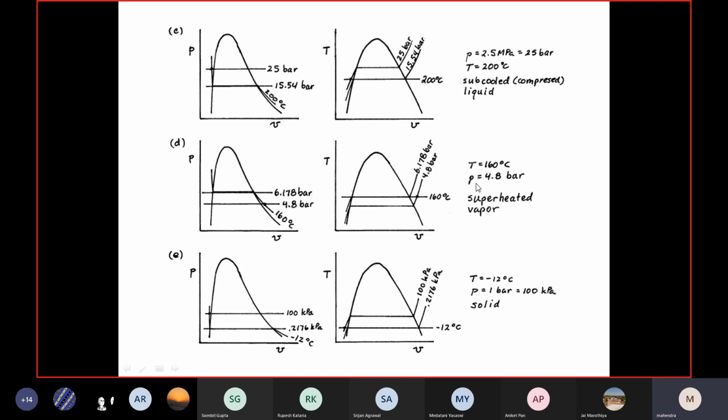Now, what is the next thing? It is pressure equal to 4.8 bar and temperature equal to 160 degrees centigrade. Can anyone check, at 4.8 bar, what is the saturation temperature?